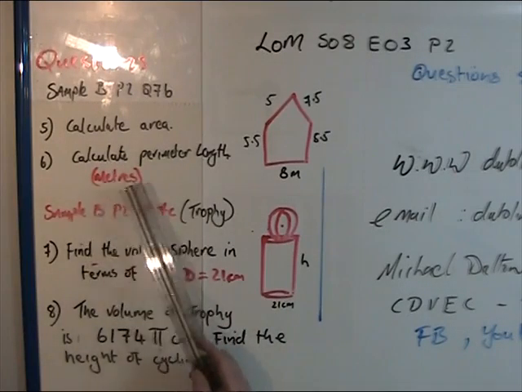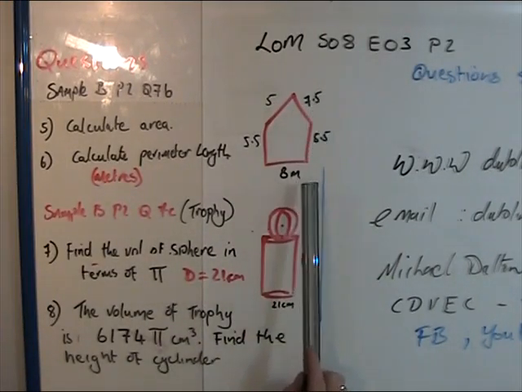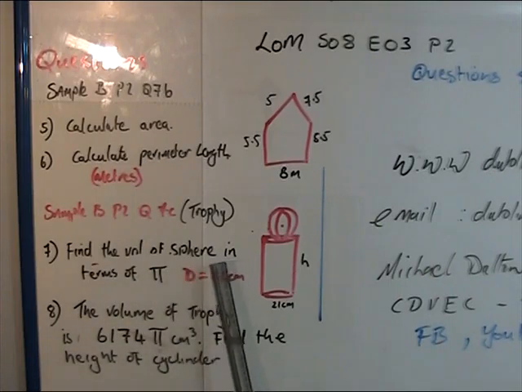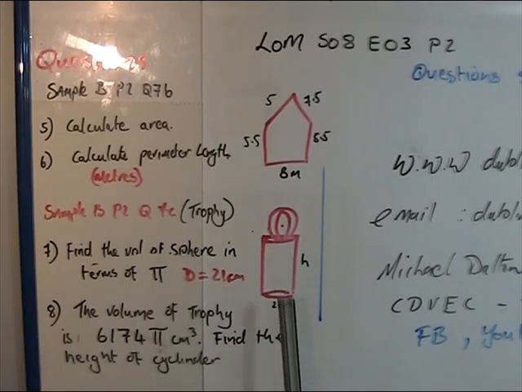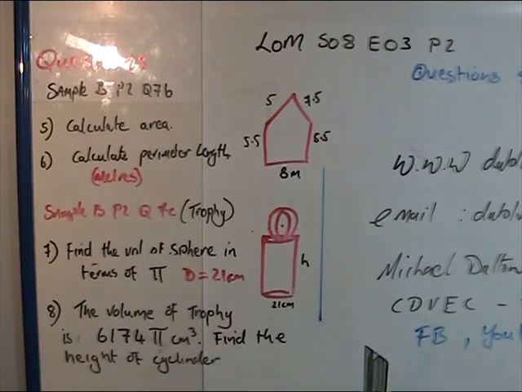Calculate the area. I'm going to come back to this. 5.5, 5, 8, 5.5, 7.5, all in meters. It's about a trophy with a sphere on top of a cylinder. Find the volume of the sphere in terms of pi, so you don't have to change pi. The diameter is equal to 21. If the diameter is equal to 21, the radius is equal to half the diameter. The volume of the trophy is this in terms of pi. Find the height of the cylinder. So you just make the volume of the cylinder equal to this, and then you can find out what h is, because you have the radius.